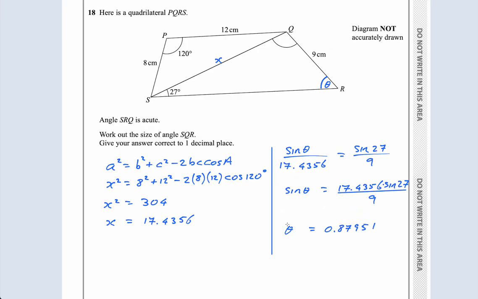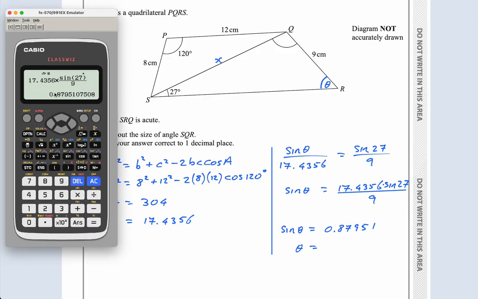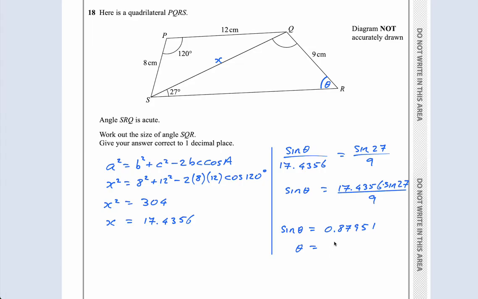Just be very careful here. I was going to skip this step. So this is sine theta. Sine theta is this, which means theta is the inverse sine of that. So I'm going to do inverse sine and press answer, close bracket, and here I go. It's 61.583. However, that's not what I'm trying to find.